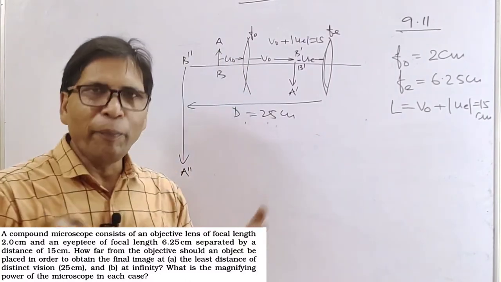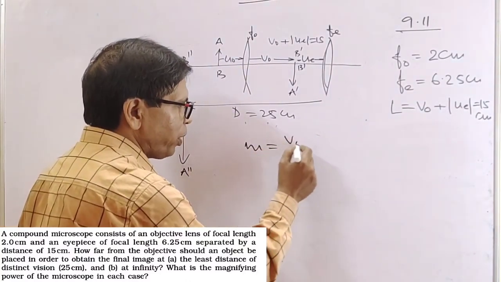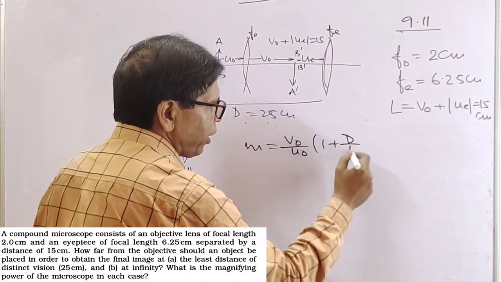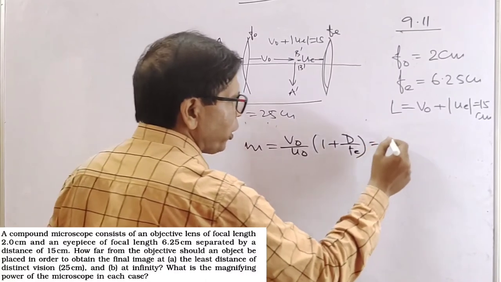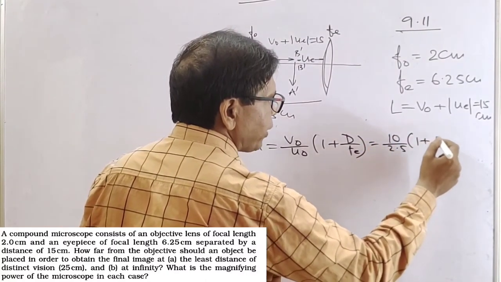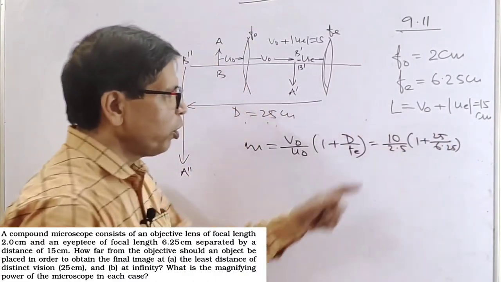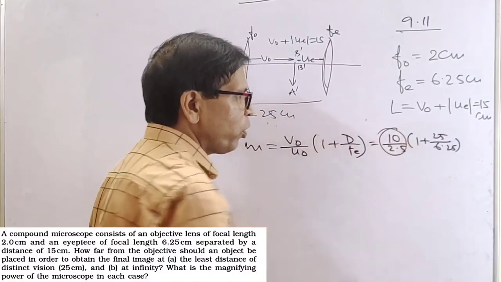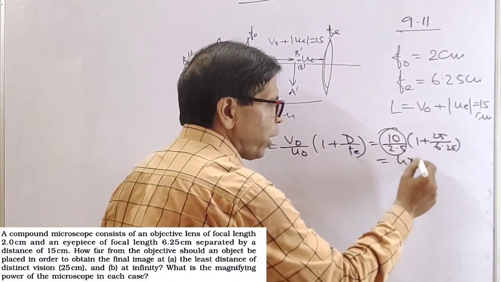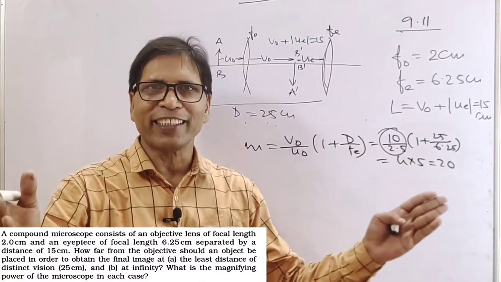Now magnification. The magnification in the first case is VO by UO into 1 plus D by FE. Now VO equals 10, UO equals 2.5, and 1 plus D is 25, and FE equals 6.25. So this equals 4 and this equals 5. So 4 into 5, that is 20, is the magnification in the first case.